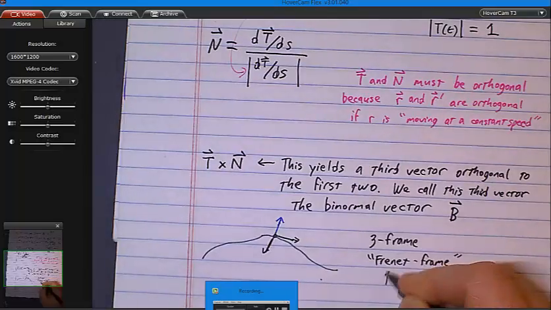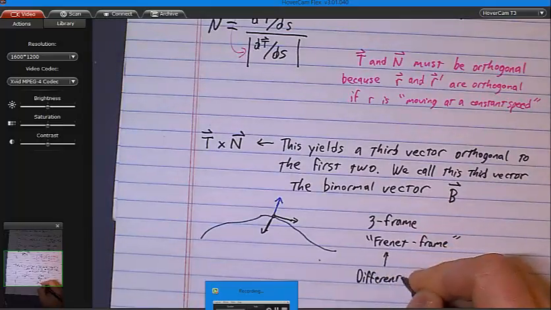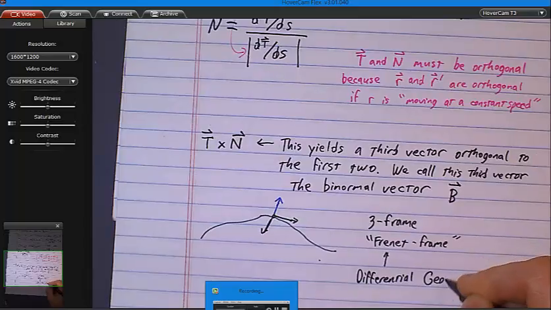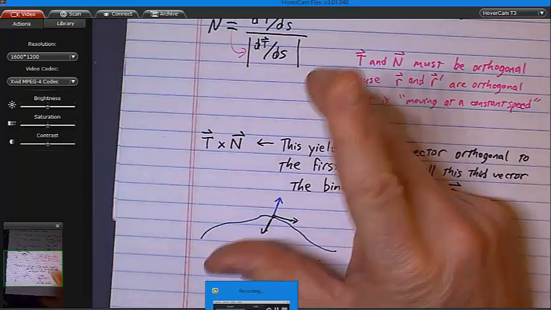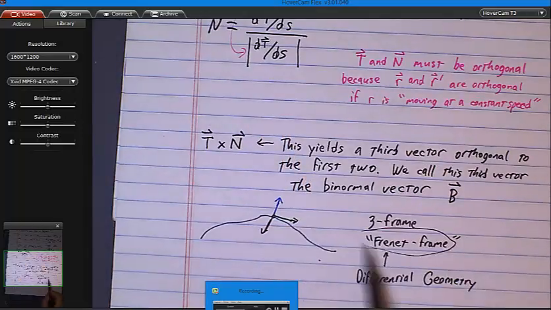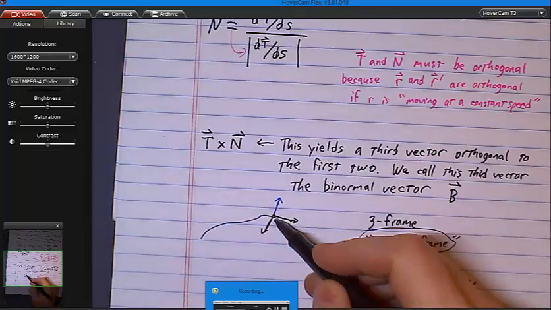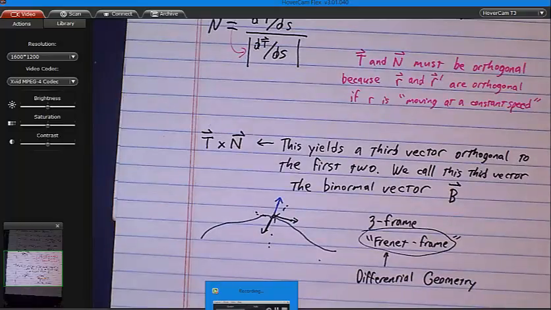This is a name that you might hear in the subject known as differential geometry, where people study the limits and the calculus behavior of geometric curves. And in order to do that, sometimes it's helpful to have a coordinate system. And this Frenet frame, these 3 perpendicular vectors, gives you an XYZ system where you can study things that happen very locally.